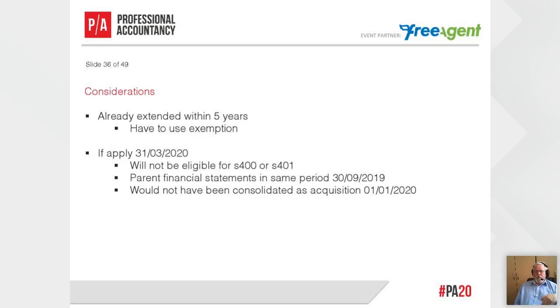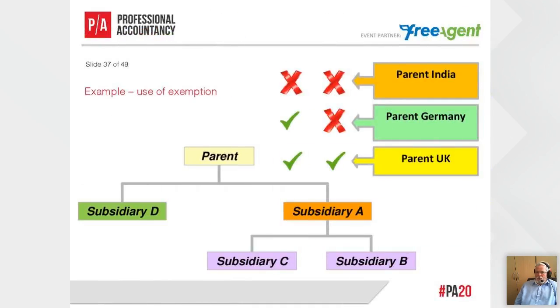So if we're going to complete this with regard to this particular aspect, and if we apply it to the 31st of March 2020, there could be another aspect here as well, because A may also have to prepare group accounts because it won't be eligible for Section 400 or 401. Why? Because the accounting period of the parent finishing before the 31st of March 2020 would have been the 30th of September 2019. And because the acquisition was on the 1st of January, A would not have been consolidated. So therefore, it would have to wait until the next set of financial statements in order to be consolidated itself.